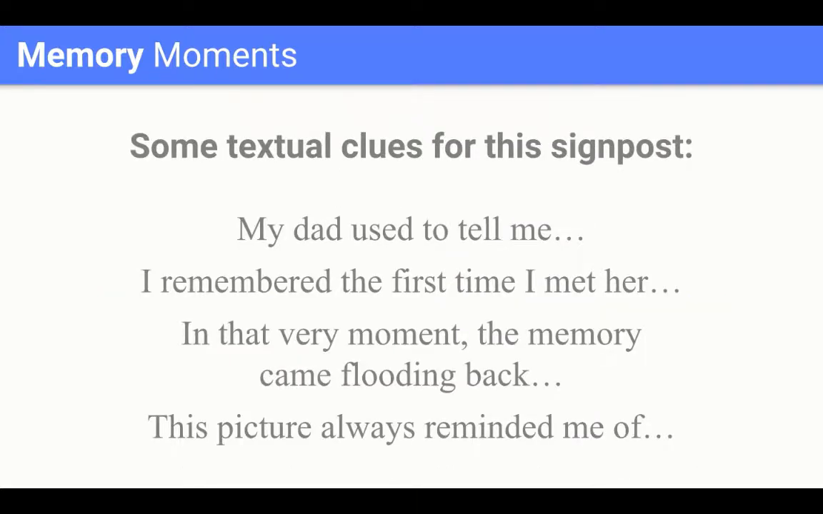There are some textual clues that you'll see, like you might see a character say, "Oh, my dad used to tell me," or "I remembered the first time I met her," or "In that very moment the memory came flooding back," or "This picture's always reminded me of." There's lots of memory moments that we've already seen in The Outsiders. Like in the beginning, Pony talks about how Soda Pop used to own a horse and how his parents used to be when they were alive and how Darry used to be captain of the football team. Those are all very subtle, small examples of memory moment.